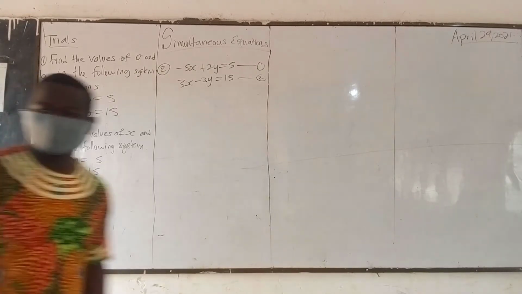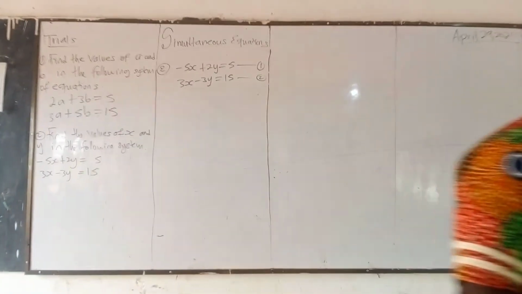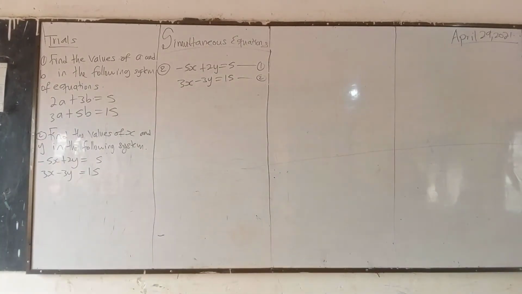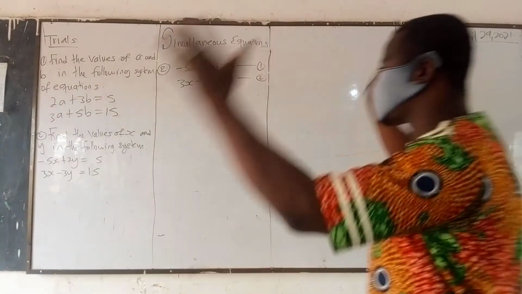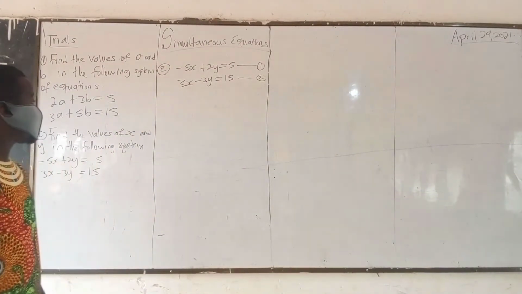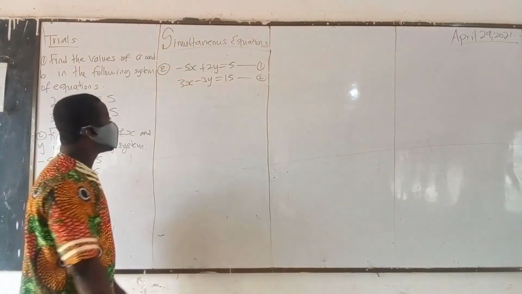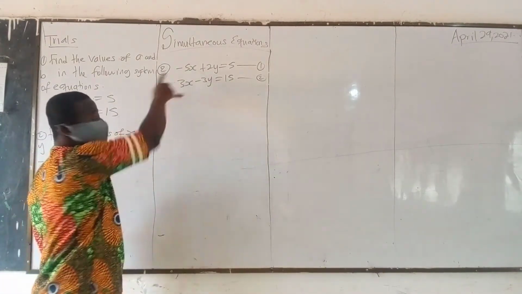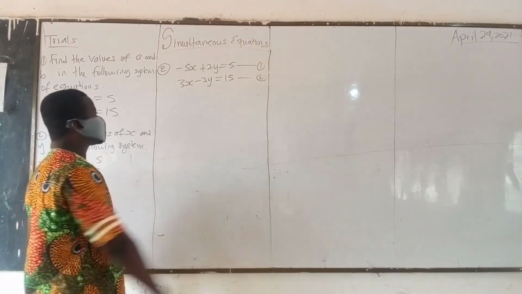So let me ask you a question. Which letter or variable should I eliminate first? Choose any of them we can eliminate. Yes? I should eliminate x. Alright, so what is the LCM? Please, let's ignore the negative sign for now. What is the LCM of 5 and 3?